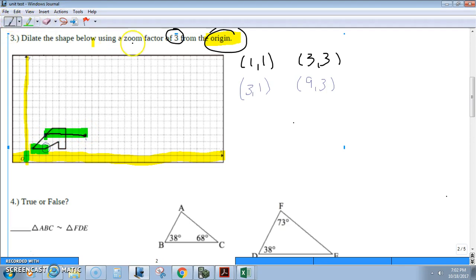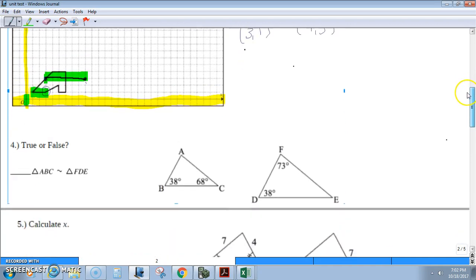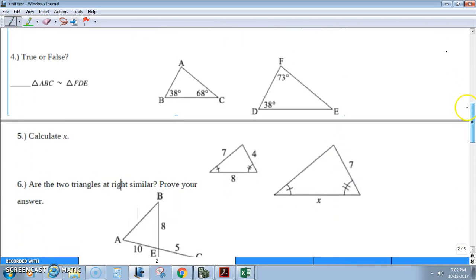Okay, so I don't want to waste time and go through this whole problem, but you just take the original points and you multiply them by 3 and you get your new coordinate points on this side. Okay, let's keep going. True or false, number 4. Are these two triangles congruent?